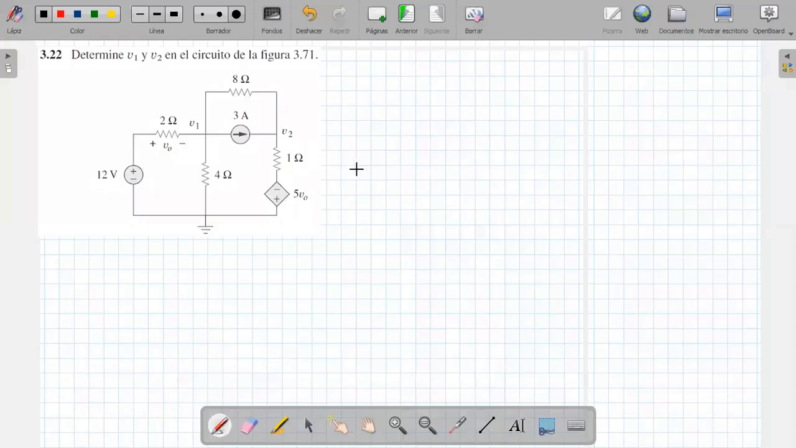Good morning, Kyle. Today we are going to solve exercise 3.22 from the book Fundamentals of Electric Circuits by Sadiku. In this exercise I am asked to determine the voltages V1 and V2 by applying nodal analysis.